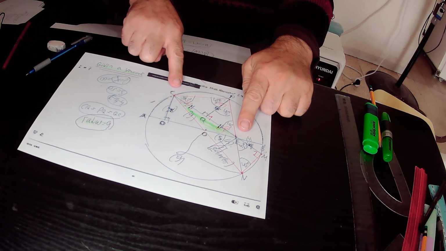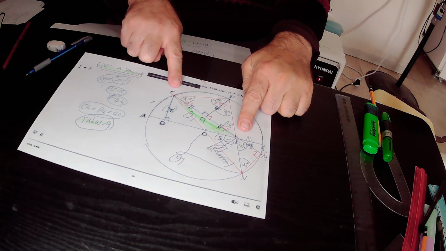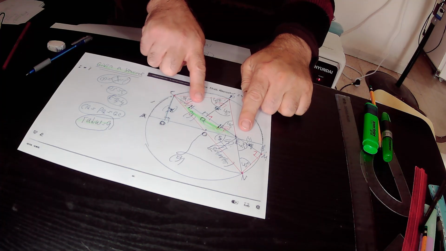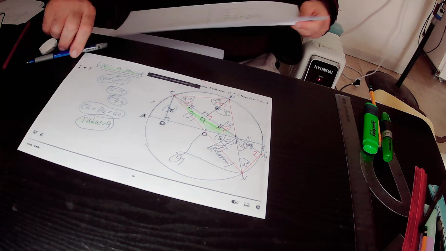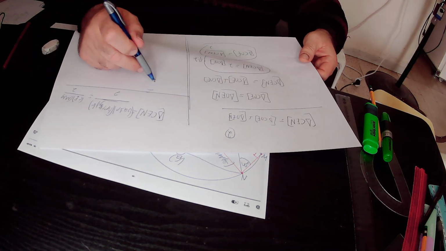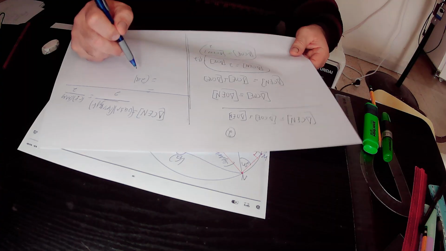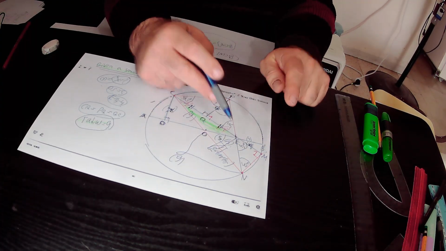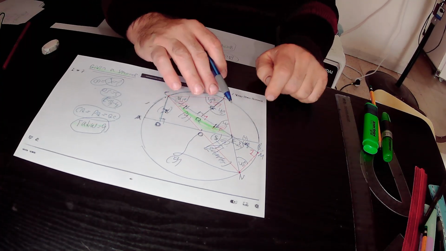The base CE in total equals A plus A, that is 2A. It is CQ, that is A, plus QE, that is also A. So the base CE equals 2A times the height MN. So here, what is the height MN?